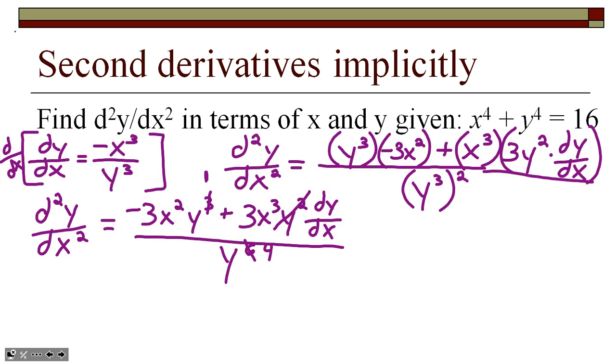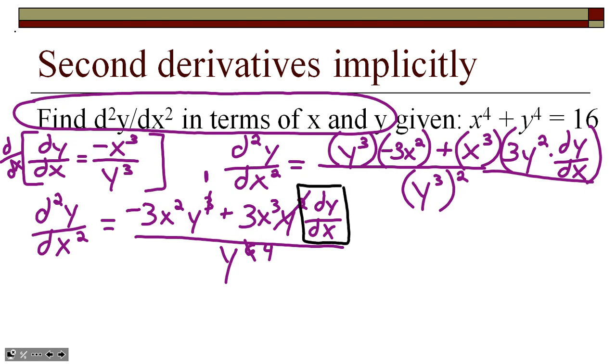The original question said to find d squared y dx squared in terms of x and y. This is in terms of x, y, and dy dx. So this is a problem. We can't leave the dy dx in this answer. So what could we replace dy dx with? Well, remember back here, this is what dy dx equals, and it's a function in terms of x and y. So now we can substitute that.